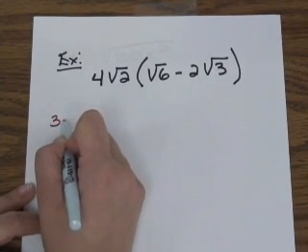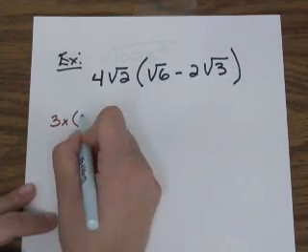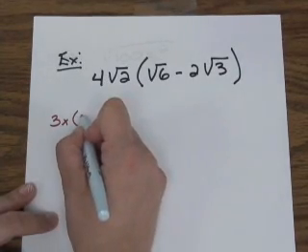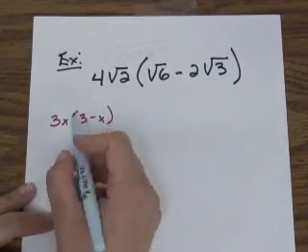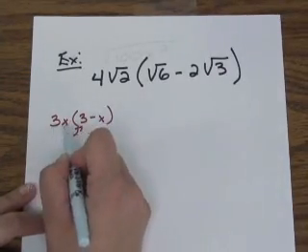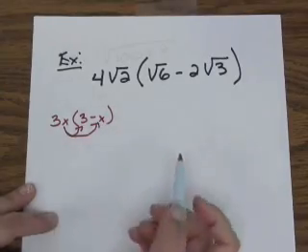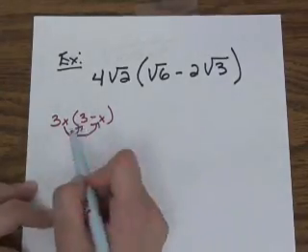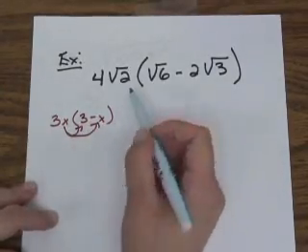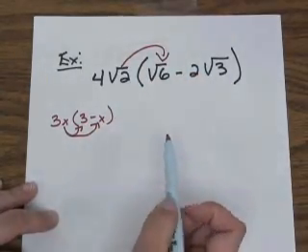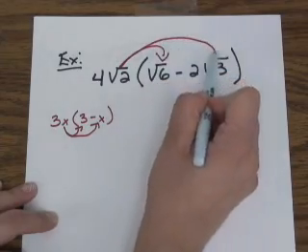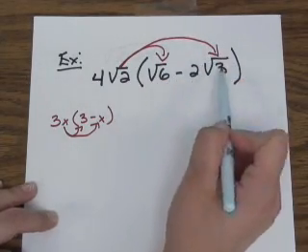3x times 3 minus x. Okay, in a problem like this, you would just distribute. You would multiply 3x times 3 and 3x times minus x. We're going to use that same concept up here. We're going to multiply 4 square root of 2 times the square root of 6, and we're going to multiply 4 square root of 2 times negative 2 square root of 3.